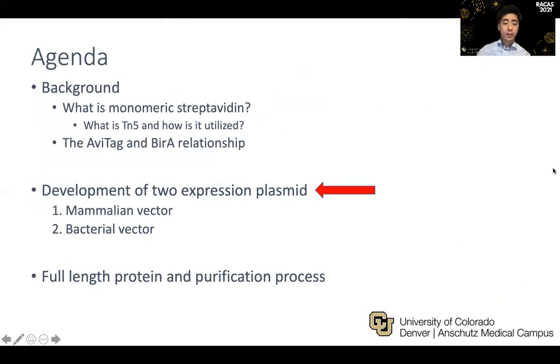So now that we've talked about the background, hopefully some of the pieces of the puzzle have been able to connect. I'll talk about the development of two expression plasmids, the mammalian vector and the bacterial vector.